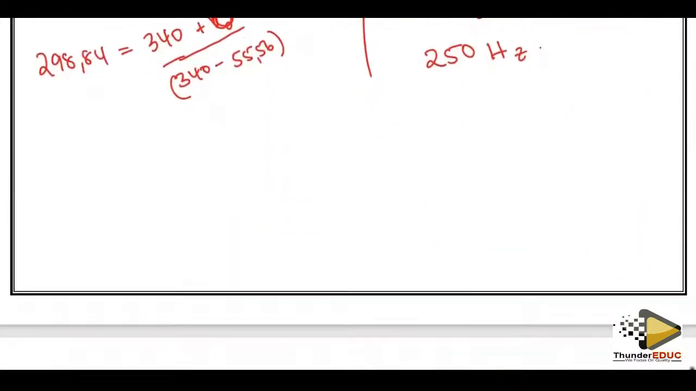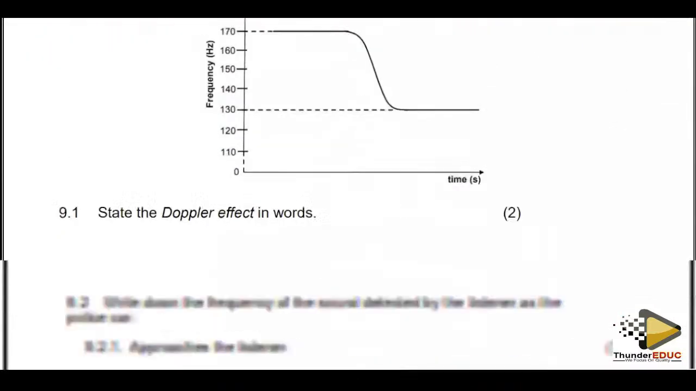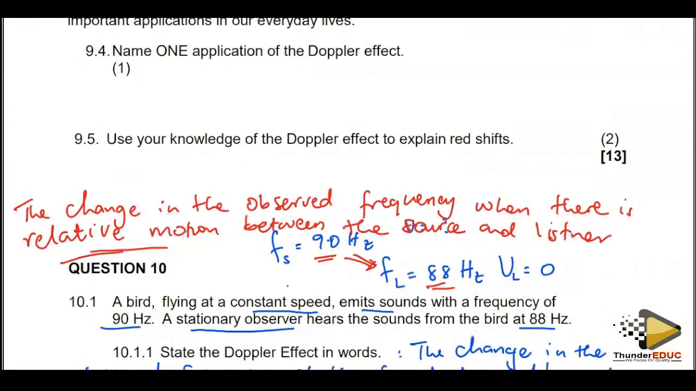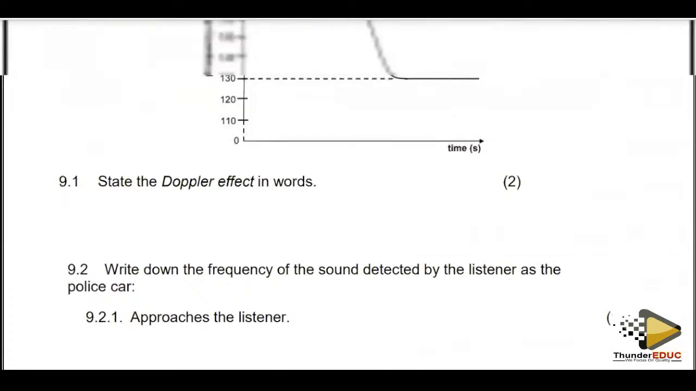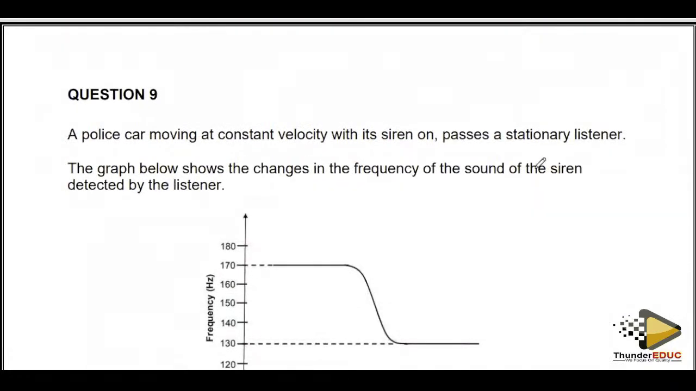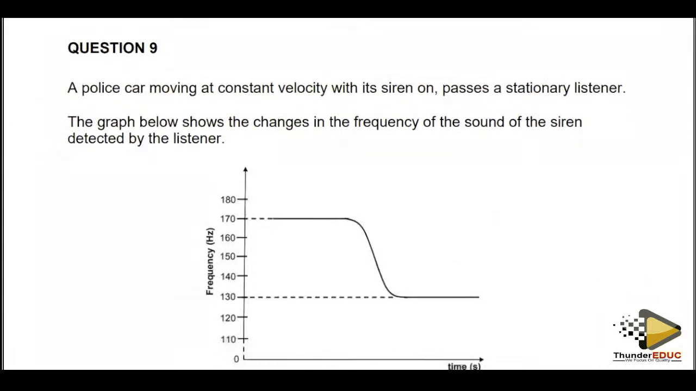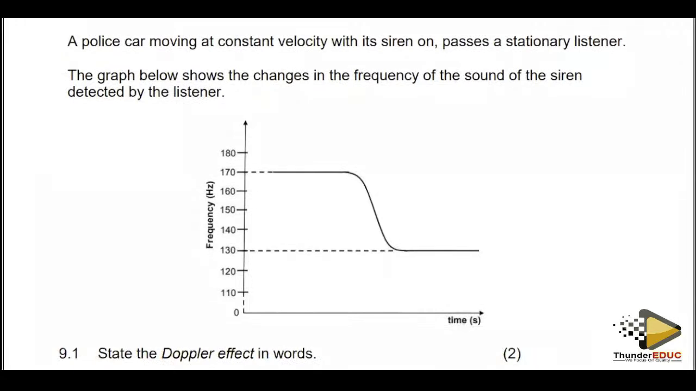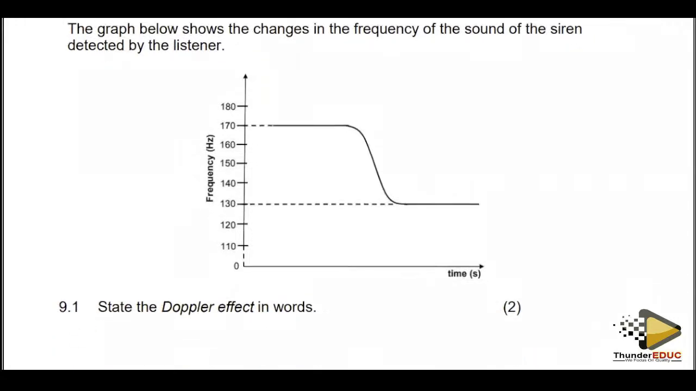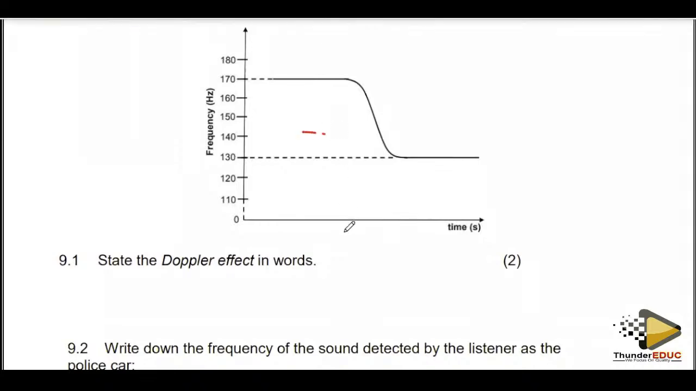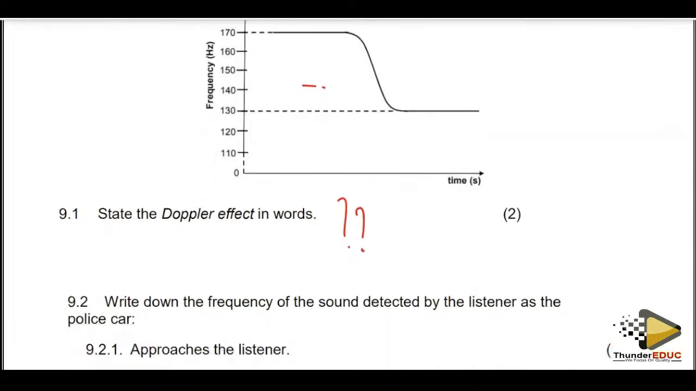Then question number 9, is this the last one? Oh Lord, yes, it's the last one, since question 10 is done. Okay, so question number 9: a police car moving at a constant velocity with its siren on passes a stationary listener. The graph below shows the changes in the frequency. Doppler effect in words, that is too easy for me now. We say the change in the frequency that is observed as a result of the relative motion of the observer and the source.